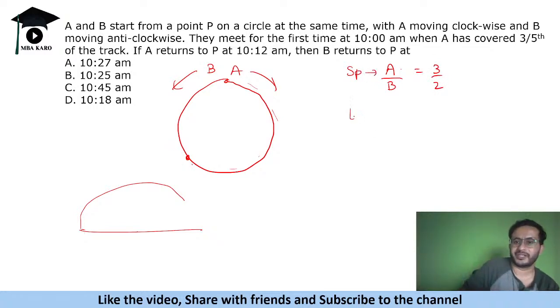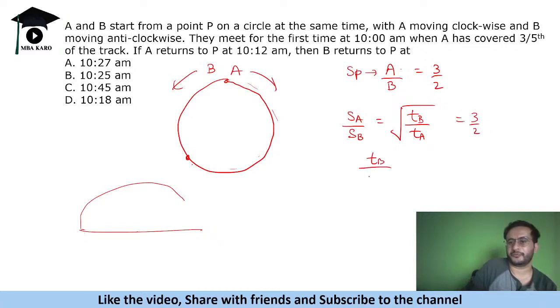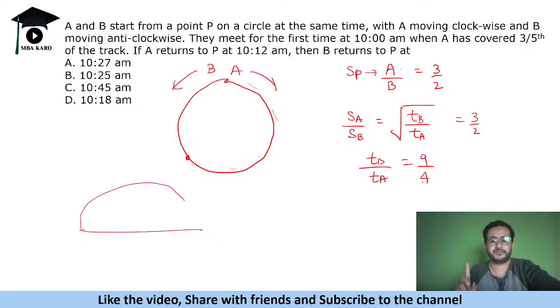So what did I talk about in the previous question? That speed of A ratio speed of B is equal to the root of time of B upon time of A, isn't it? So this is 3:2. So can I say that time of B upon time of A will be 9:4? Time means from the point they meet. It is not from the starting point. It is from the point they meet. So time of B upon time of A is 9/4.